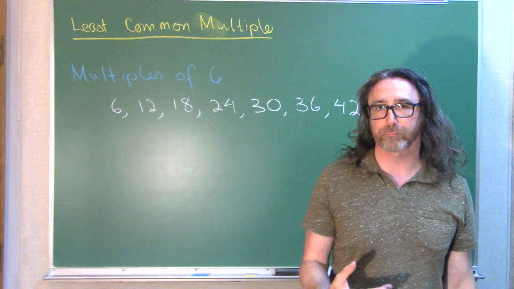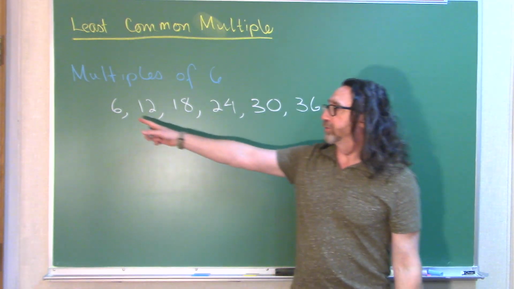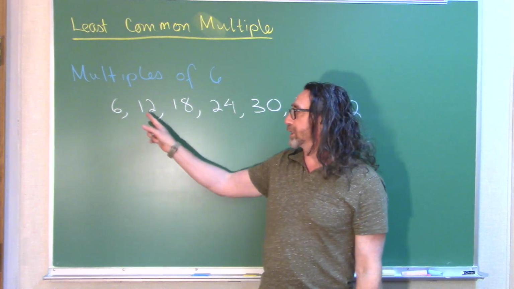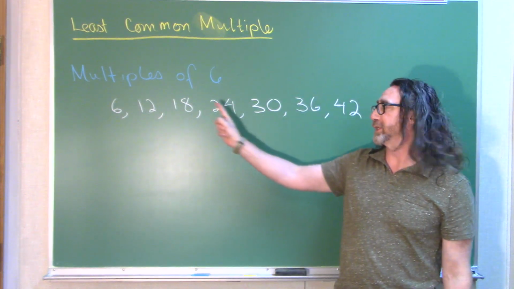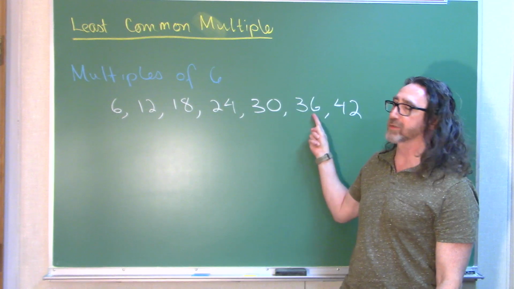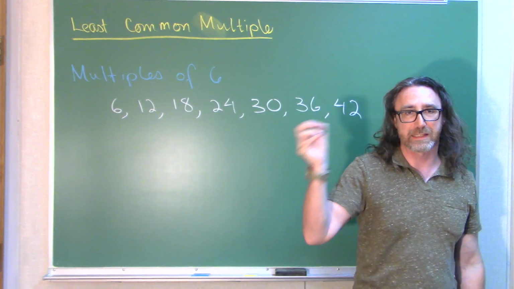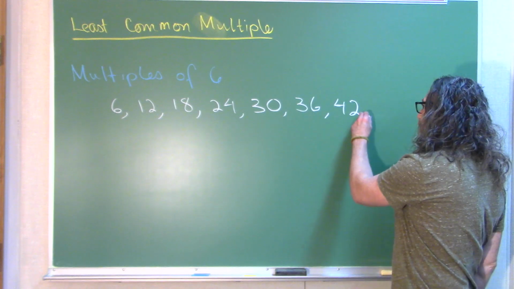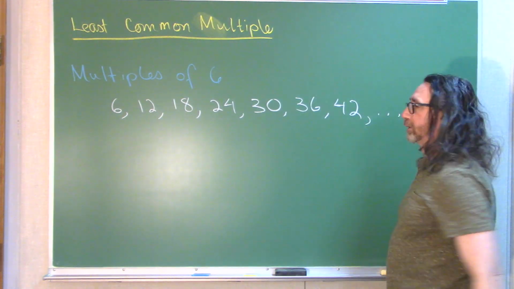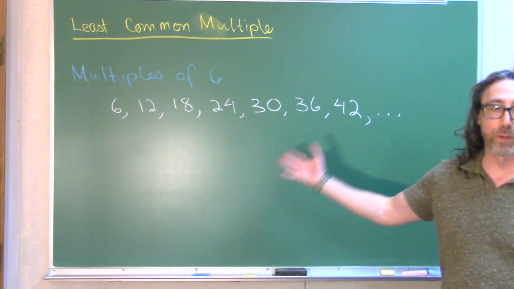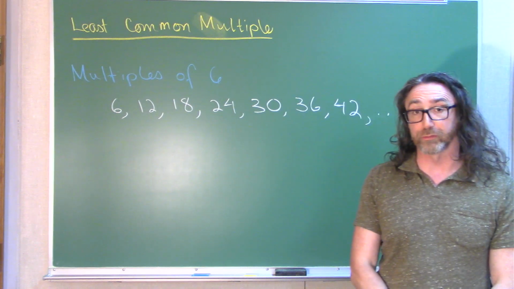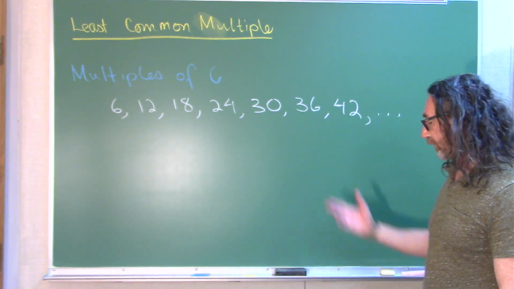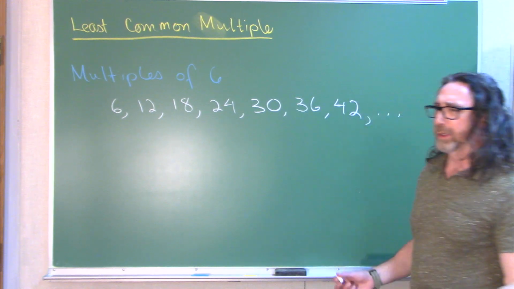So these numbers are all divisible by 6. That's 6 times 1, 6 times 2, 6 times 3, 6 times 4, 6 times 5, 6 times 6, and finally 6 times 7. Now of course we could continue doing that forever. There's no limit to the number of multiples of 6. So these are all multiples of 6, and of course we could do this for any number that we wanted to work with.